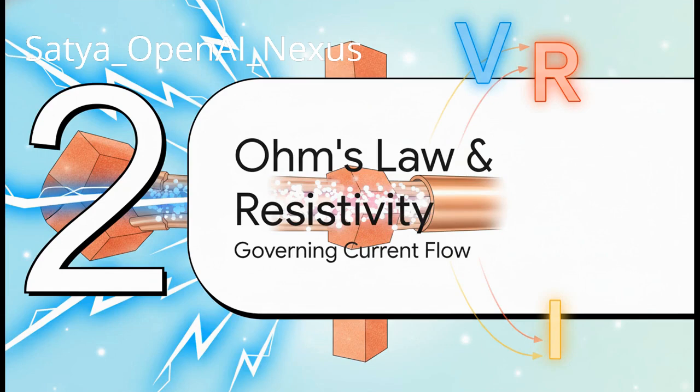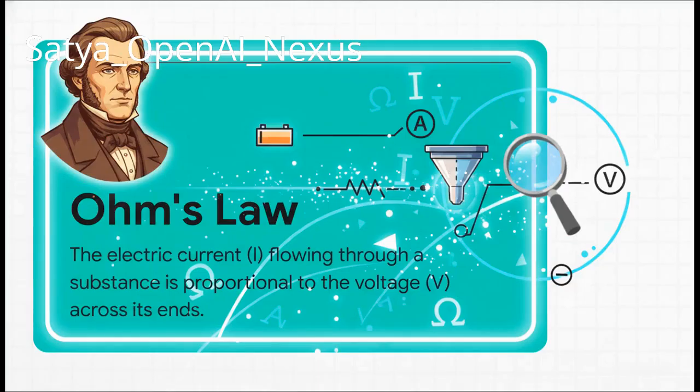Okay, so we've established that current is the flow of charge, but what decides how much current flows? What's the connection between the push from a battery and the actual flow we get out? Well, that brings us to one of the most fundamental laws in all of electricity. Way back in 1828, a German physicist named Georg Simon Ohm figured out this beautifully simple rule that is honestly the foundation of almost all circuit analysis.